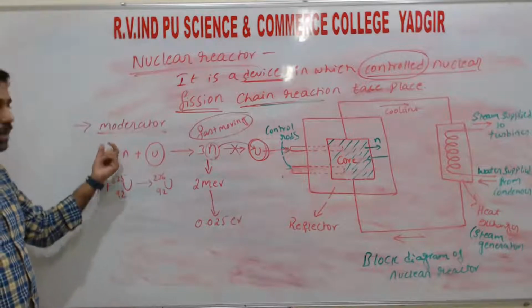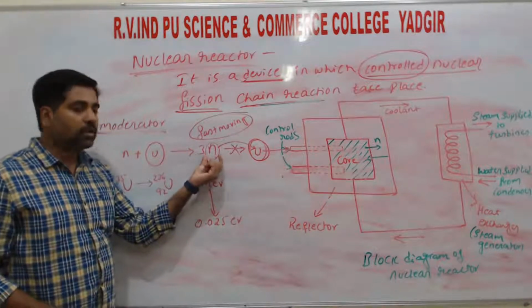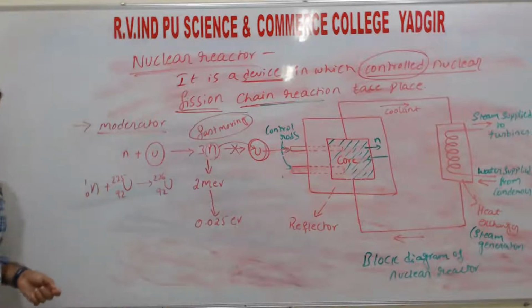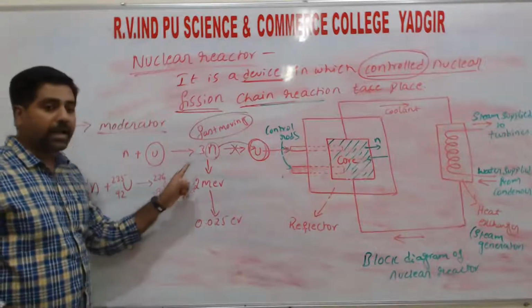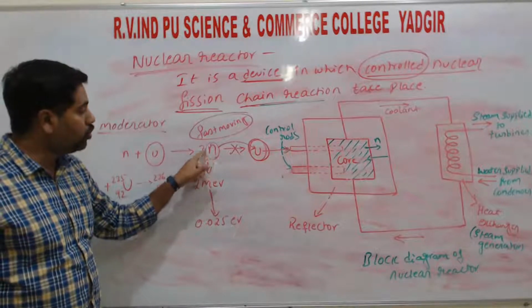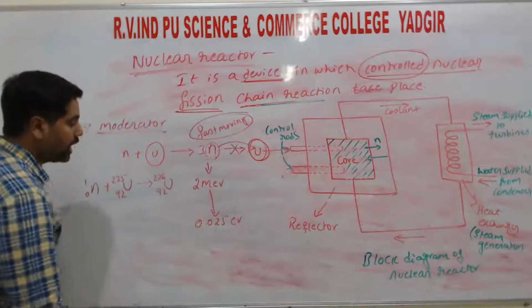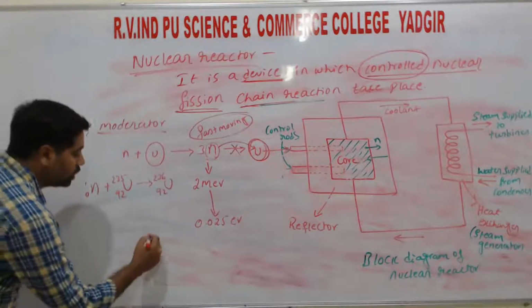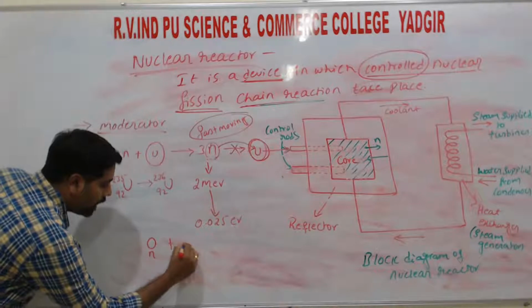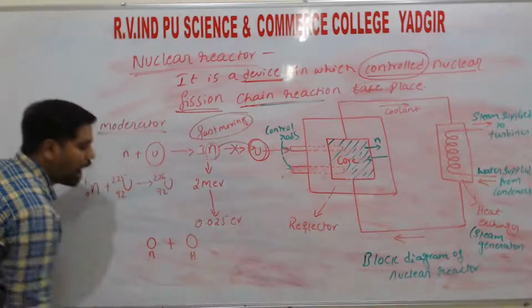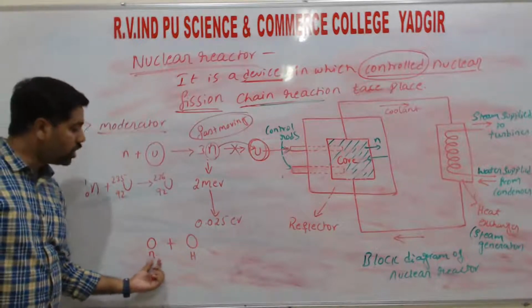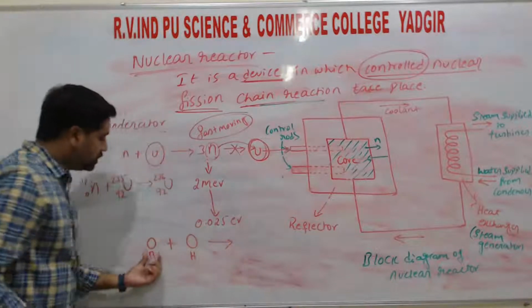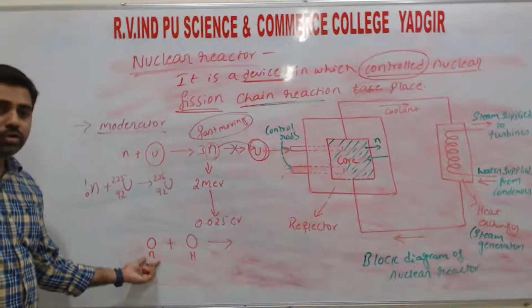By using the moderator, we are going to slow down this fast moving neutron, right? From the Chadwick experiment, he observed the elastic collision of the neutron with the hydrogen. As we already know the elastic collision from class 11, when the neutron collides with the hydrogen, the neutron's speed almost decreases.